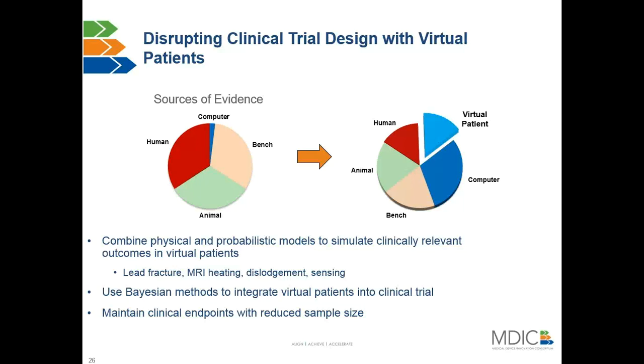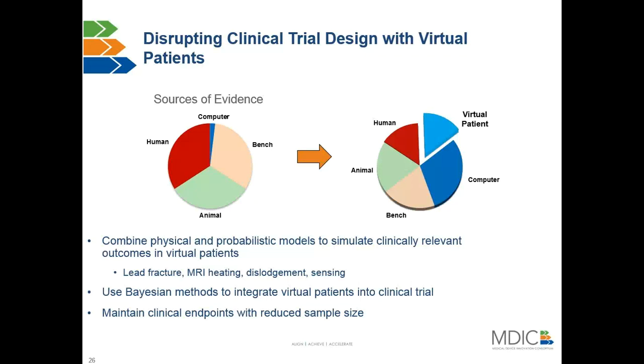What we mean when we say virtual patients, usually it's related in the medical device as a local effect, something like a stent, and how the stent interacts with the body, and some outcome of interest such as the stent fracturing or becoming non-responsive, and how that local effect happens. So something very simple, like a physical model injected with probabilistic modeling that simulates a clinically relevant outcome. And just a couple of examples are lead fracture, MRI heating, dislodgement, lead sensing.